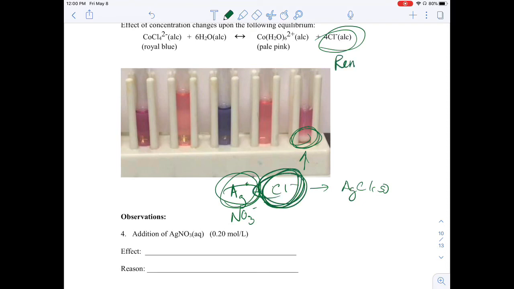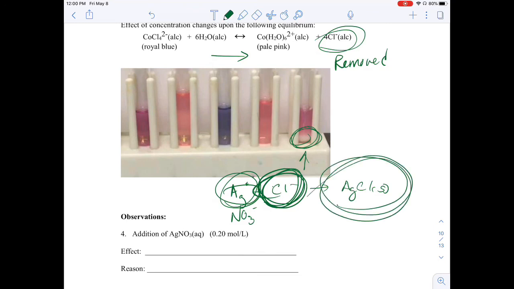Those are removed, and as we remove them, the equilibrium shifts to use them up. By producing a solid precipitate, I'm able to remove an ion from it, and the equilibrium system shifts towards the products. That's because the reverse reaction is going to be slowed down. There are fewer chlorides to drive that other reaction going this way.